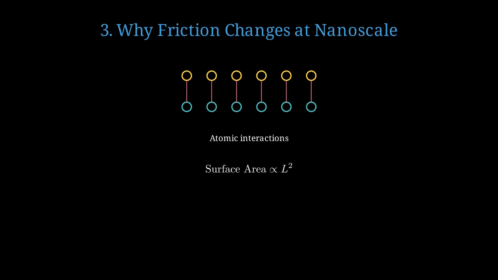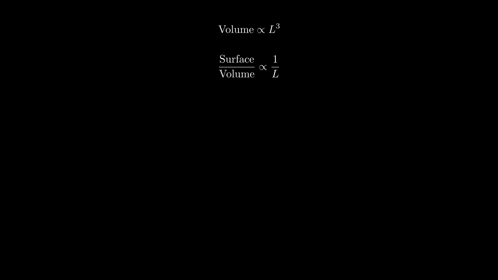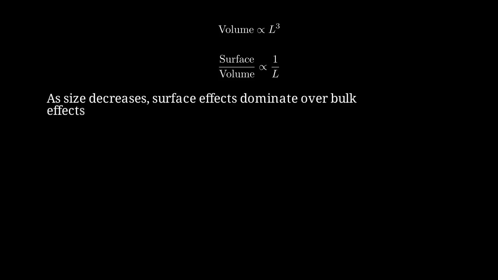Surface area scales with length squared, but volume scales with length cubed. So the surface-to-volume ratio increases dramatically as objects get smaller, going as 1 over length. This means, as we shrink down, surface effects completely dominate over bulk properties.